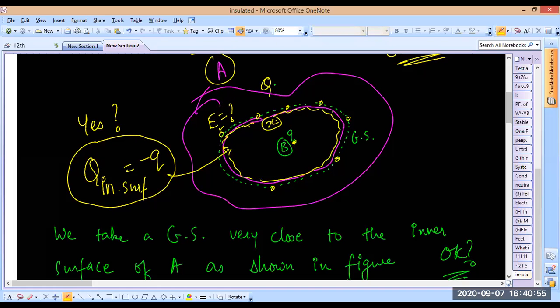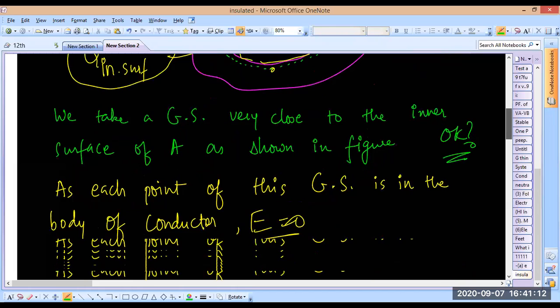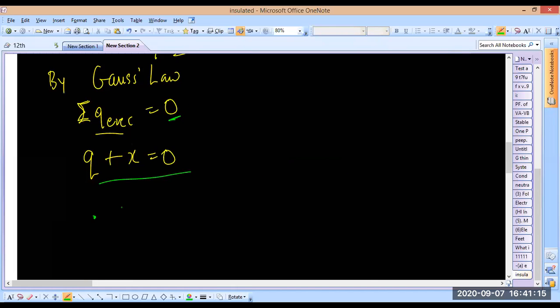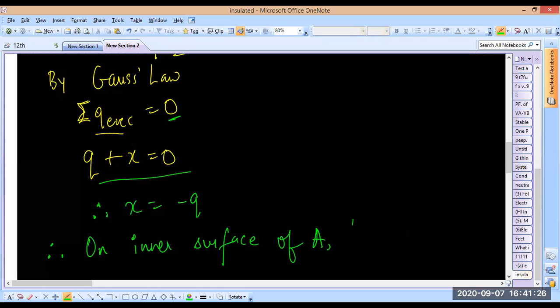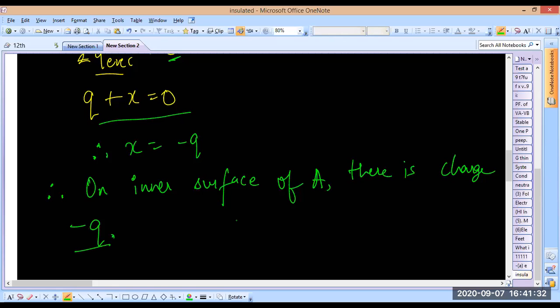Because all that charge is inside the green dotted Gaussian surface, the sigma q enclosed for the Gaussian surface is nothing but x plus q. But that is equal to 0. So x plus q is equal to 0, therefore x is equal to minus q. What does that mean? On the inner surface of A, there is charge minus q. Say yes or no about this one.